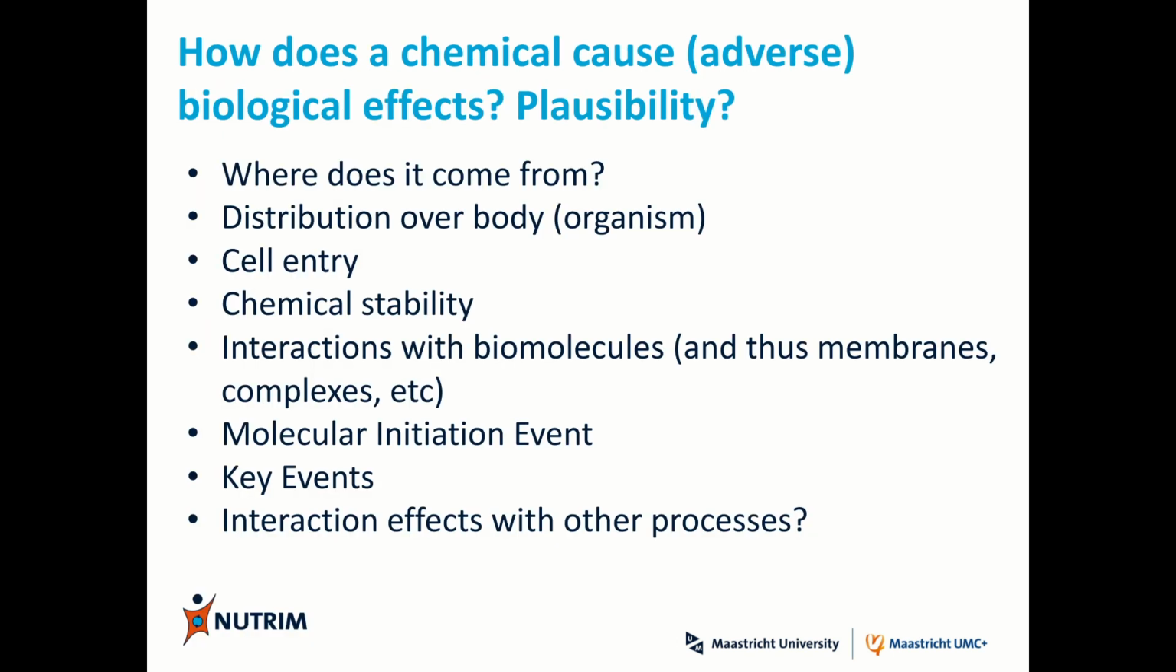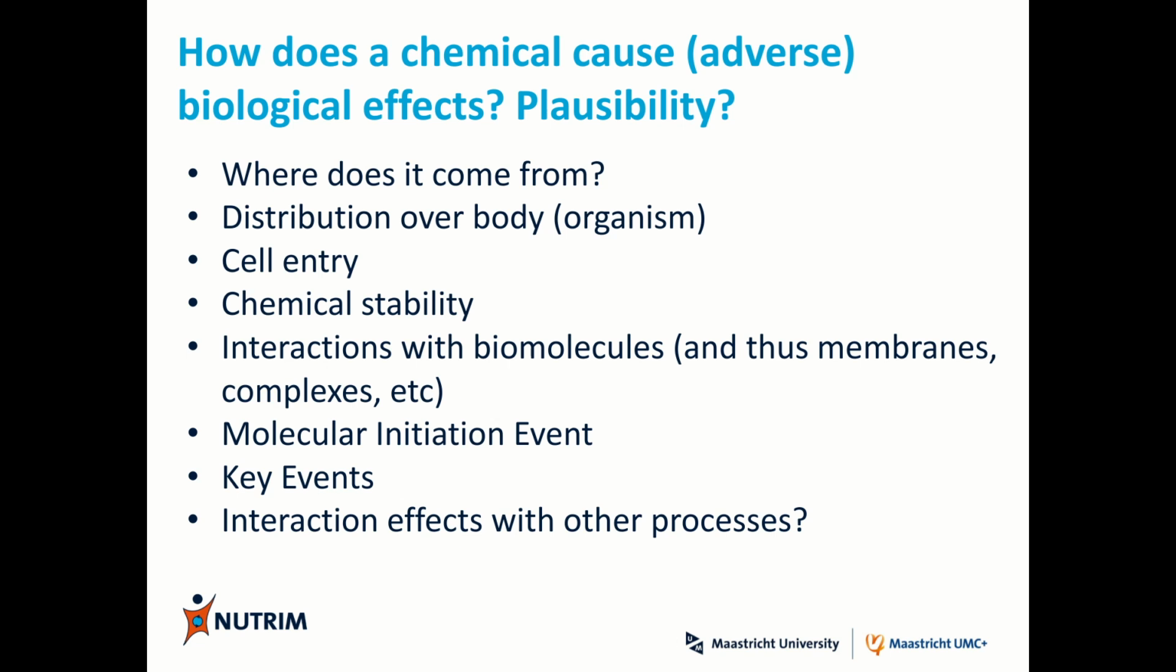However, when we look at the things that we're interested in right now when doing risk assessment, when we're trying to understand the biological effects of exposure of chemicals, then the question is a lot more complex. There are a lot more things that are relevant. Where does the chemical come from? How does it distribute over an organism, over the body? How does it enter a cell? Does it show cell entry? What is the stability of the chemical, of the nanomaterial?